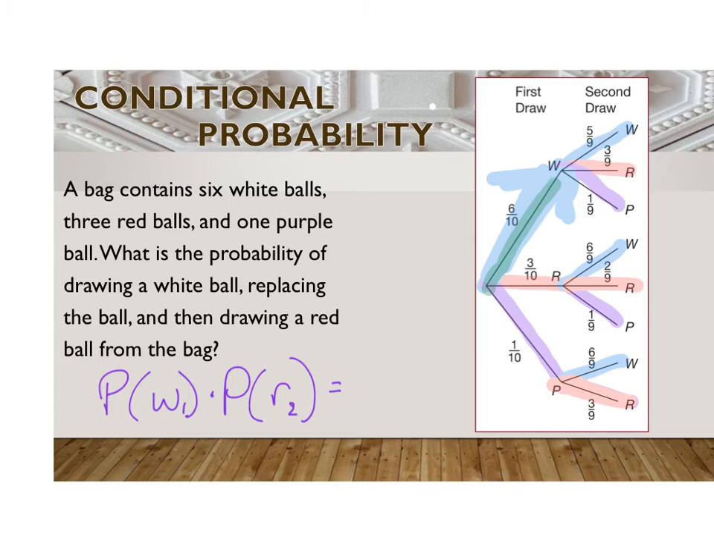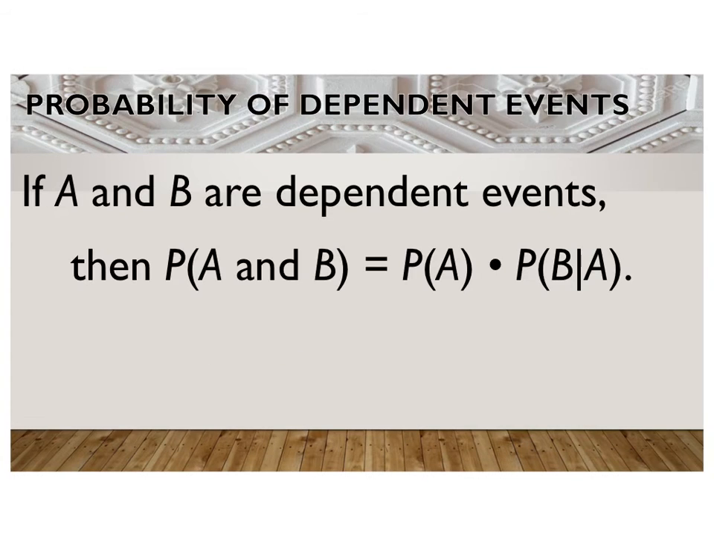There's the path I'm looking for. White first, red second. So I'm going to use those probabilities. It's going to be 6/10 times 3/9. Well, this becomes 3/5. 3 times 3 is 9, so I end up with 1/5 probability. Okay, so you got to know your fractions.